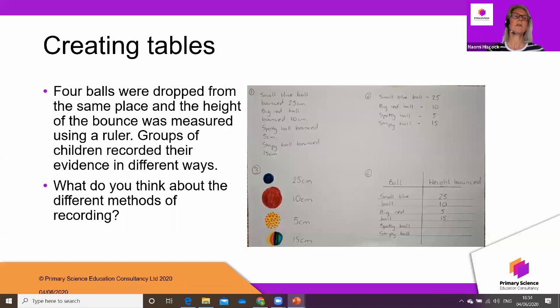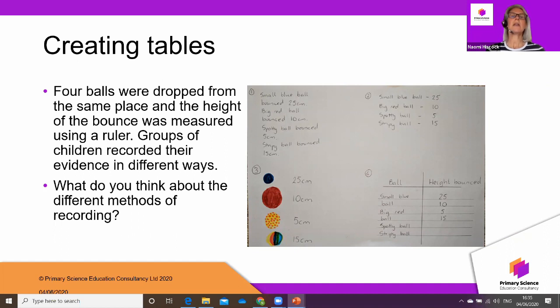So here there was an inquiry going on where the children were dropping 4 different balls from the same height, and they were measuring the height with a ruler. There are different ways that the results have been recorded. What I would like you to do is have a look at those 4 different methods of recording and post in the chat what you think about those different methods.